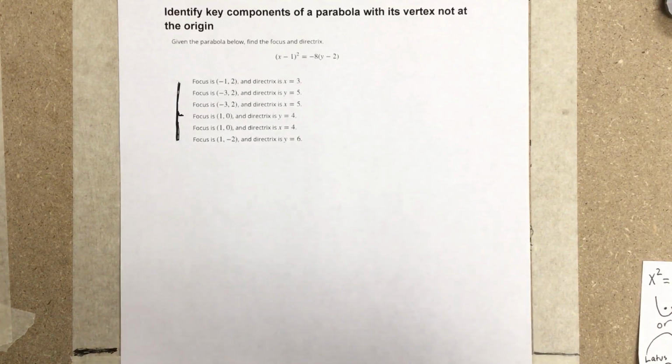In this video, we're going to identify key components of a parabola with its vertex not at the origin. It says, given the parabola below, find the focus and directrix. And they give you (x - 1)^2 = -8(y - 2).